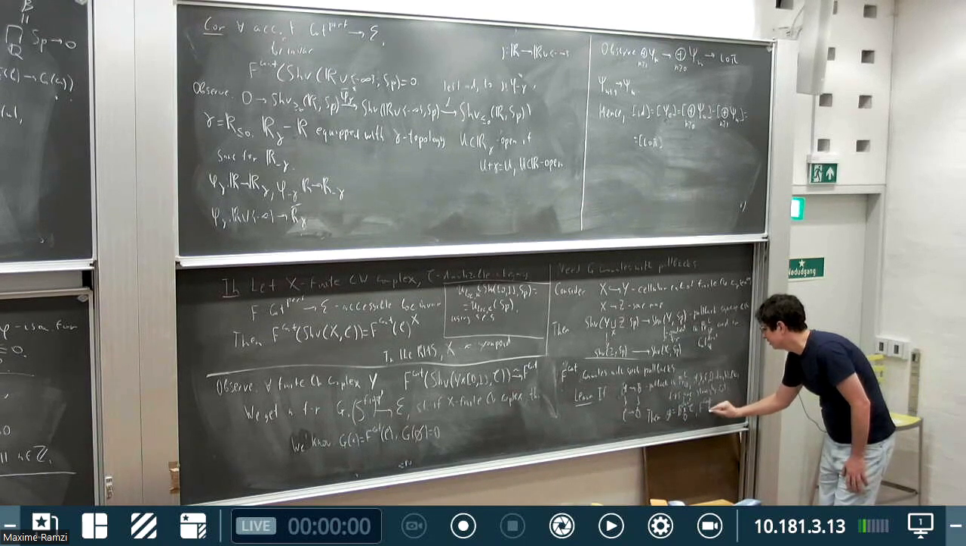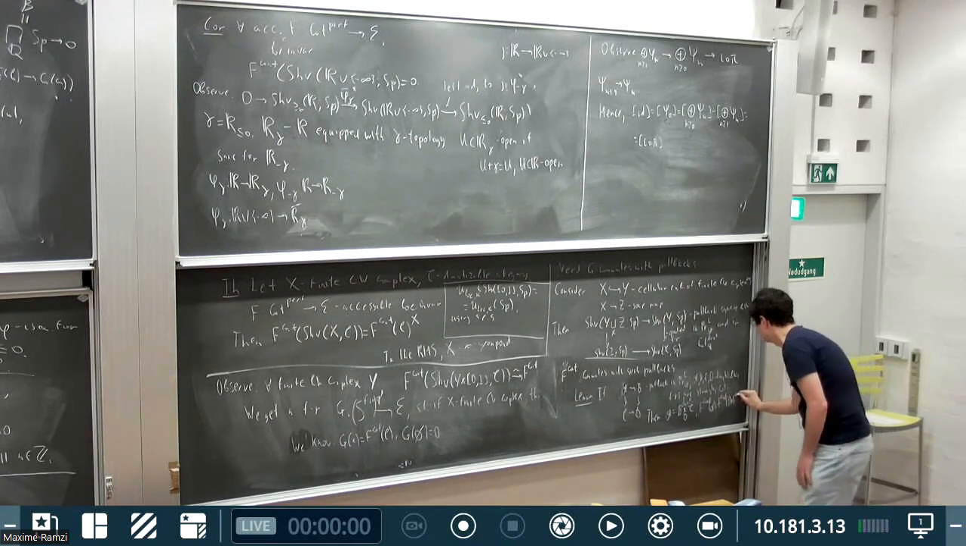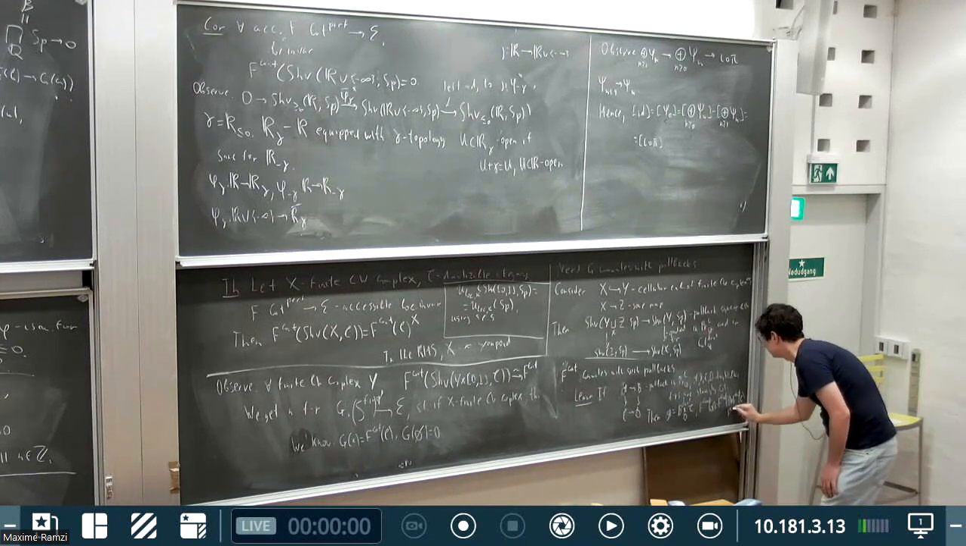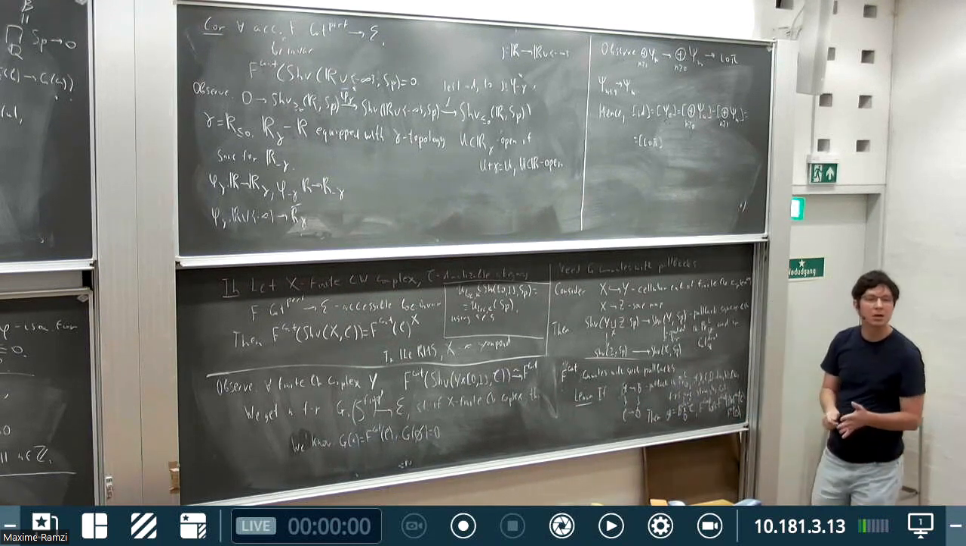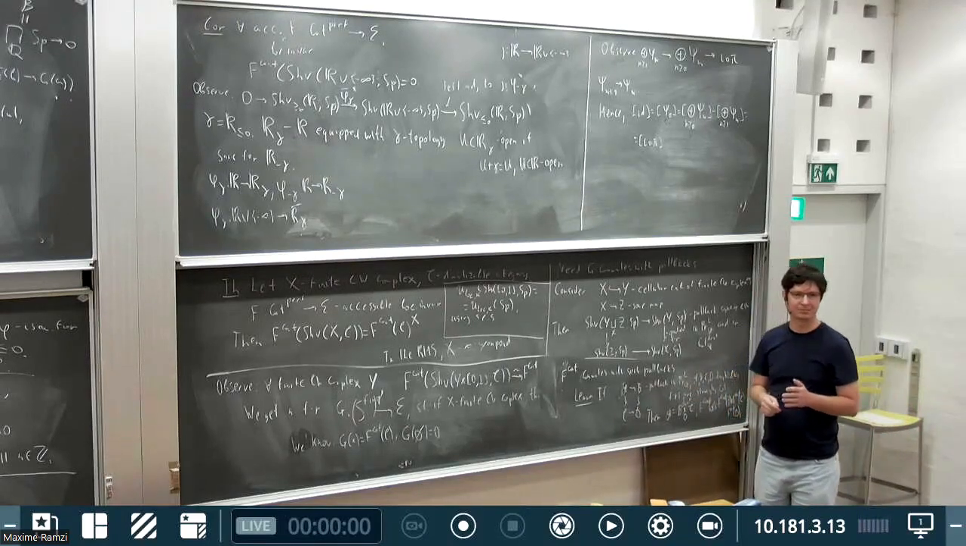So F continuous of A is the fiber product of F continuous of B and F continuous of C over F continuous of D. Sorry, I can't read this. Which functors from continuous? All functors. Yes.